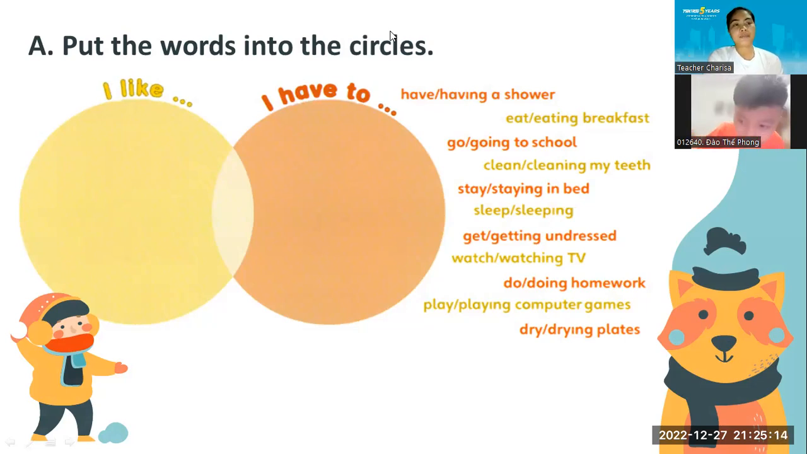Yes, so for example, I like sleeping, watching TV. I like playing computer games. I have to eat breakfast. I have to go to school. I like to stay in bed. I like to get undressed and I like to play computer games. Yes.